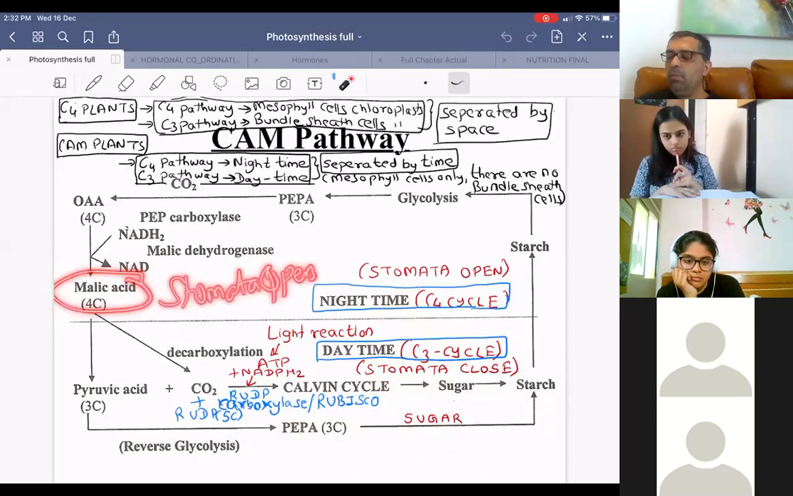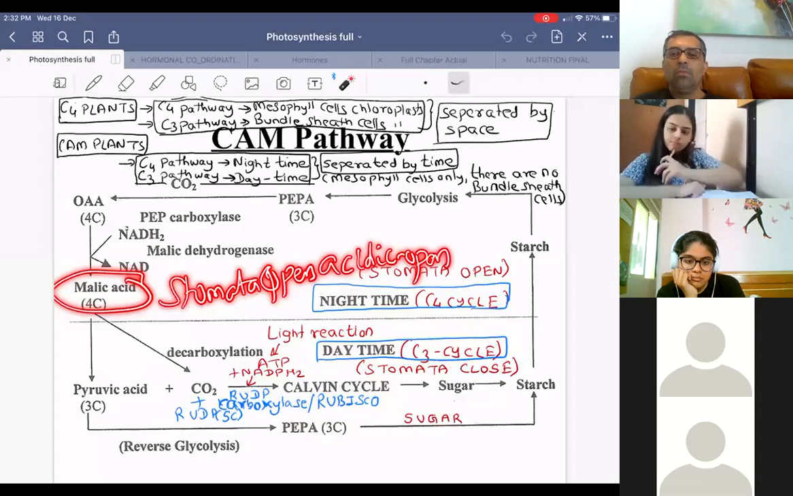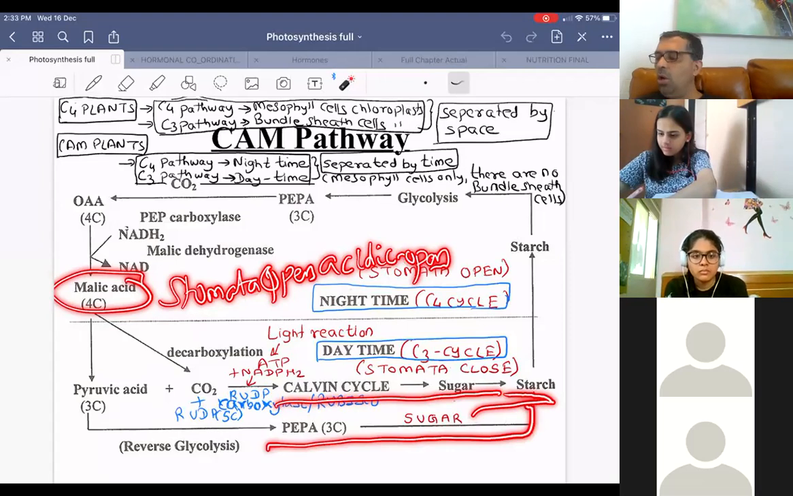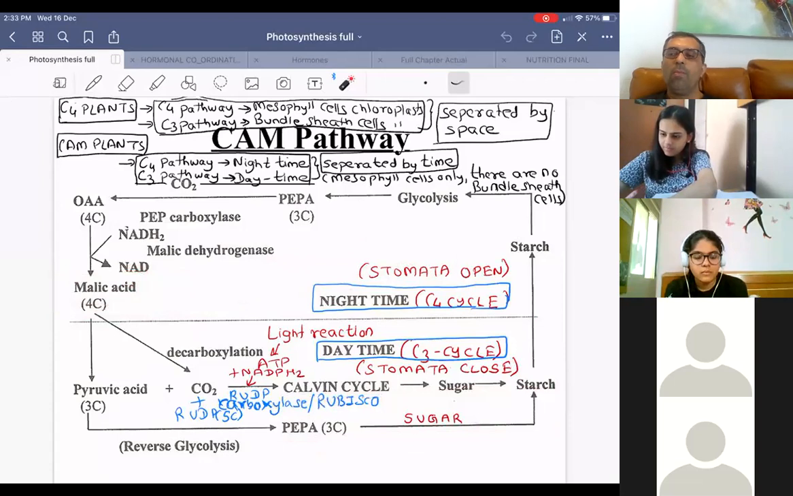So then won't the starch be used for the activities of the plant, like energy and so on? Yes, but a lot of starch is produced. You are having starch produced by the Calvin cycle also, and PEP by reverse glycolysis forms sugar and starch also. So the amount of starch is very high. Oh okay, got it. Thank you. So the starch will be stored. Right, starch will be stored.